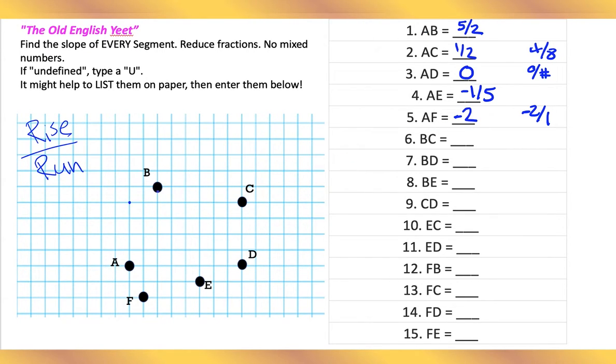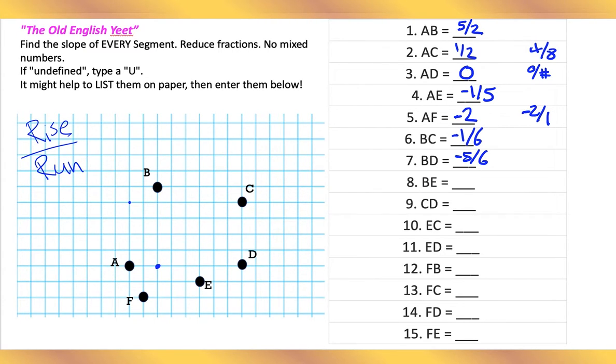Let's do B's. B to C, down 1 over 1, 2, 3, 4, 5, 6. So a negative 1/6. B to D, oh boy, where's the corner? So sometimes it helps to find the corner on where to go. So down 1, 2, 3, 4, 5 over 1, 2, 3, 4, 5, 6. Ooh, a negative 5/6.